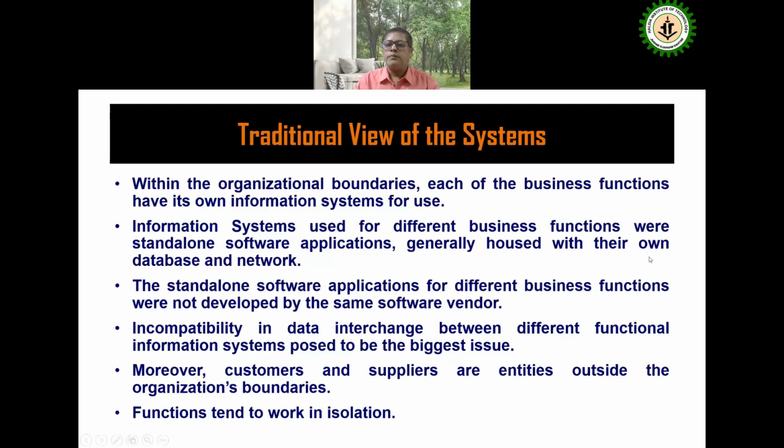So, as I told you, that there is incompatibility in data interchange between different functional information systems, which posed a biggest issue in the organization. Biggest issue means in terms of time and cost, and also whenever there is exchange of information using some intermediate software or manually, there are high chances of errors during this interconversions.